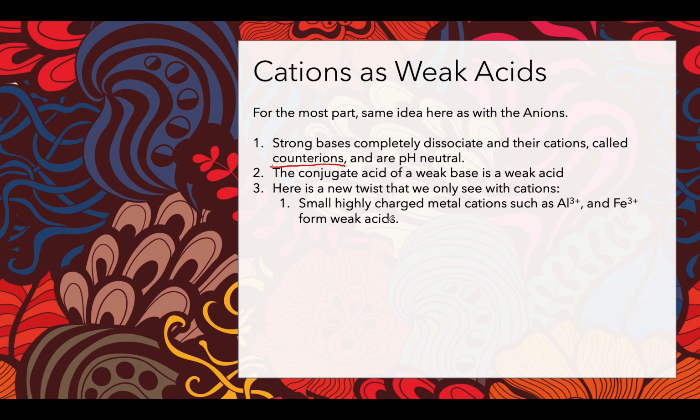And then we also have this new special twist on determining if we have a weak acid or not, and that is if we have a small, highly charged metal cation. These are going to be the cations that we see with a +3 charge. Anytime you have that cation that was part of that base, then we know that these cations will form weak acids.